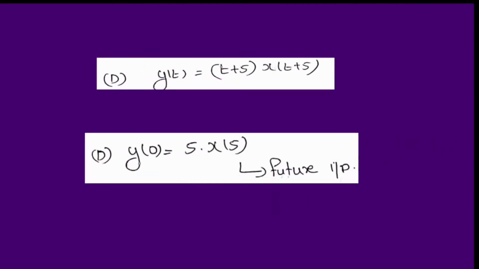In fact, we have one more option. Let us check whether it is a causal system or not. The system equation is given as y of t is equal to t plus 5 into x of t plus 5. When we substitute t equal to 0, we get output at time instant 0 as y of 0 is equal to 5 into x of 5. Since we are considering time instant 0, x of 5 is a future input, hence this is not a causal system. Thus we obtained the result as option C. That is, the only causal system among the four options given is option C. Clear?